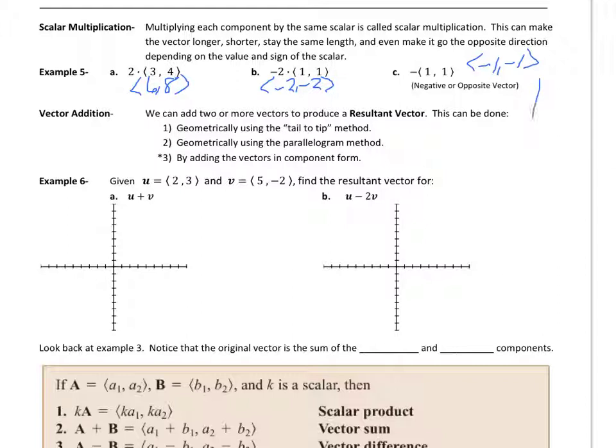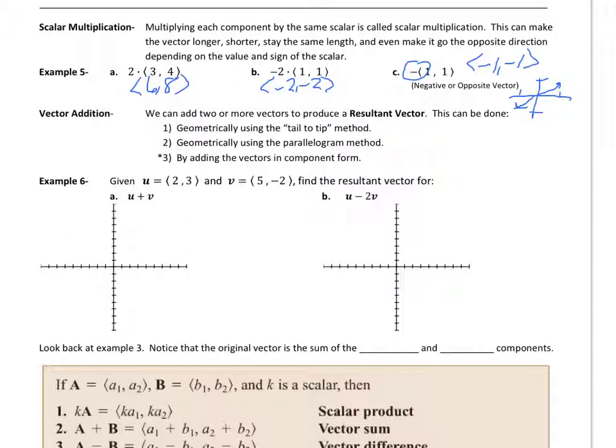So what it does is this. If I have 1, 1, say it looks like that, there's 1 and 1. That negative is just going to send that vector in the opposite direction. So it's going to send it this way right here. Well, that's negative 1 and negative 1. So that's scalar. Pretty easy stuff. Just remember, negative sends it in the exact opposite direction. All right, now vector addition.